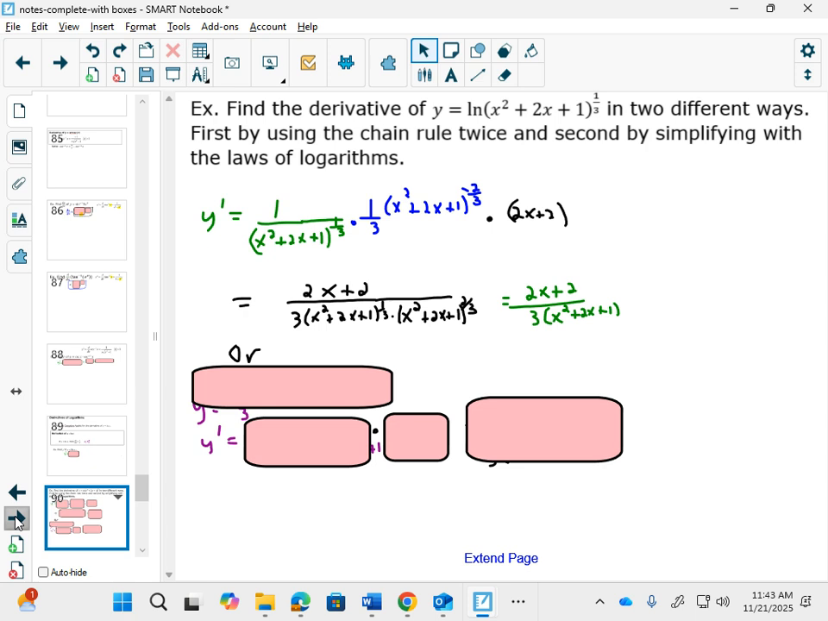Or, the log laws are really nice. What can you do with that exponent? Bring it out in front. That reduces the amount of chain rules you have to do. Is there a log law for adding inside of a log? No. There's a log law for multiplying inside of a log. There's a log law for dividing inside of a log. But there is not a log law for adding inside of a log.